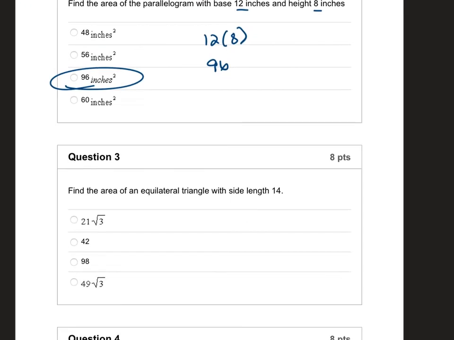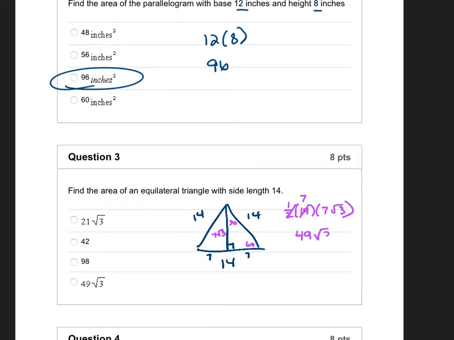Next one said find the area of an equilateral triangle with side length 14. So 14, 14, 14. Would have cut the height down the middle. This would have made this 7 and 7. And we're back to that 30, 60, 90 triangle, where opposite the 30 is 7, which means opposite the 60 would be 7 root 3. And I'd get 1/2 14 times 7 root 3, or 7 times 7, 49 root 3.